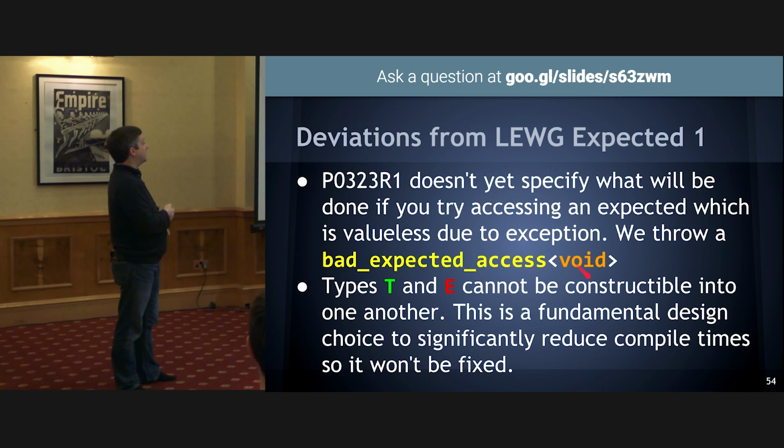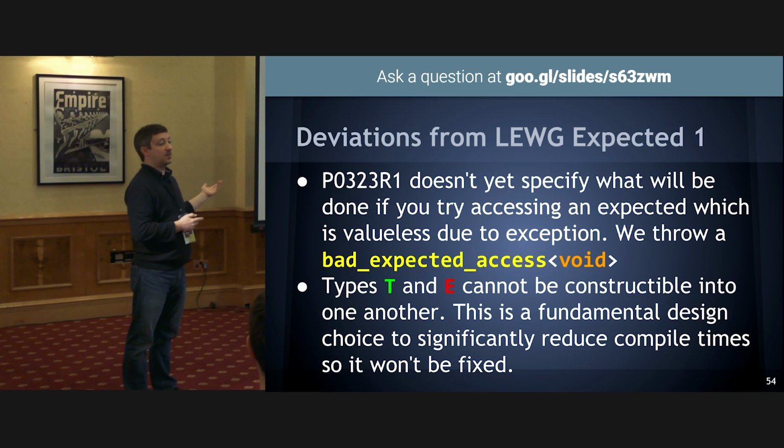Types T and E cannot be constructed into one another, as I was mentioning to the lady in the middle, because this is a fundamental design choice to keep compile times low. So we remove all of the enable_if. We don't use enable_if on any of the main constructors to stop the compiler having to instantiate stuff. So all it sees is a set of overloads. It's really fast to select the overloads. There's no enable_if to be run to select them. It makes compile times much, much, much lower.